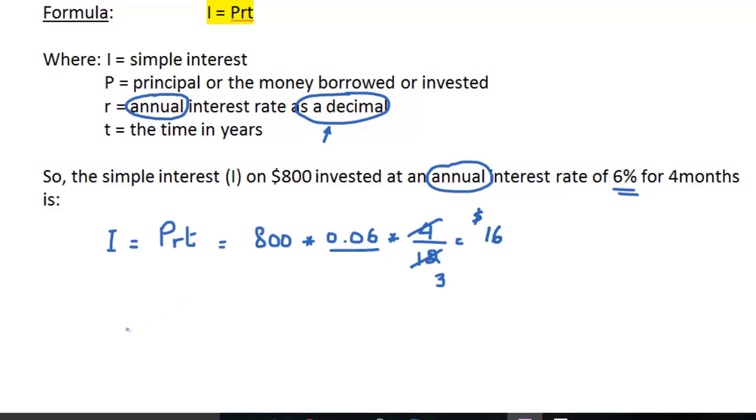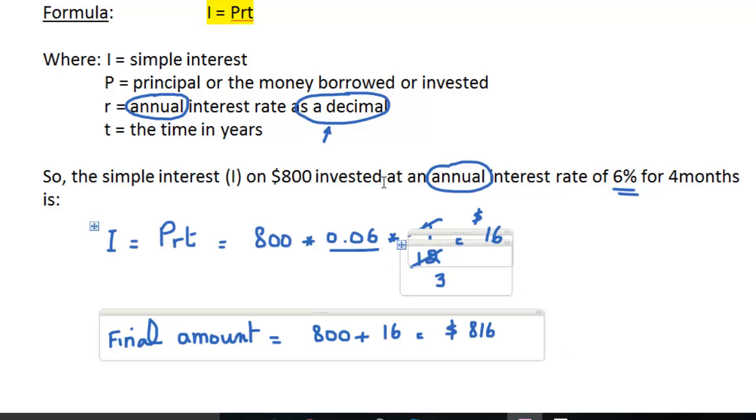So that means if you want to know exactly how much money you will get from the bank, the final total amount equals the principal that you put in the bank plus the interest you earned during the 4 months, which is going to be $816. This is how we calculate.